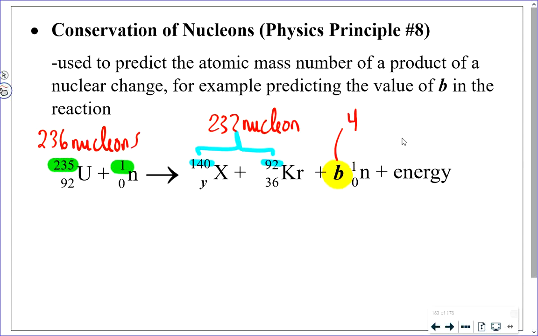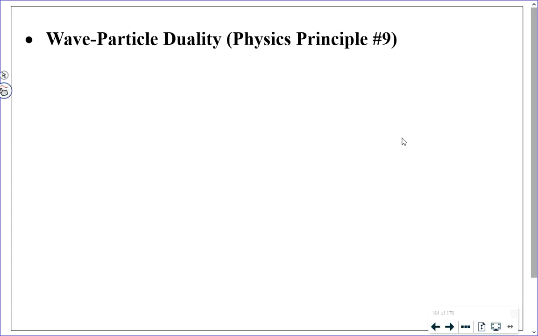Don't assume, because you've seen a fission reaction, by the way, that this number that is 4 should be 3 or 2. Every fission reaction is different. It's not about memorizing things. It's about, to go all the way back to the beginning of this, it's about applying physics principles. And the last physics principle, well, not really the last, there's one more I want to talk very briefly about.